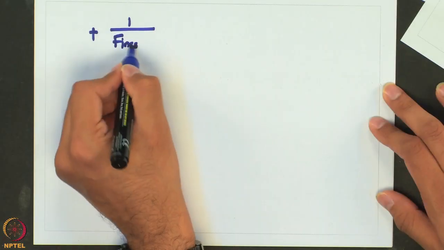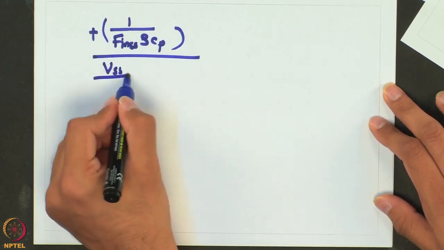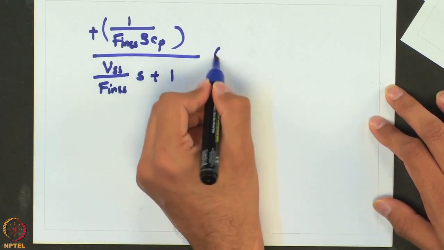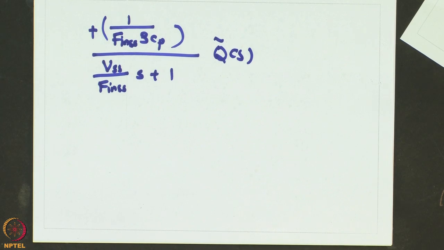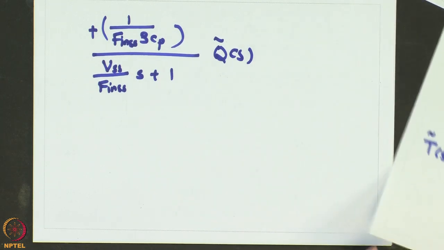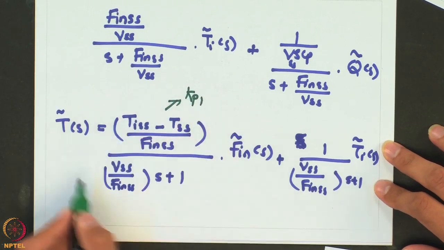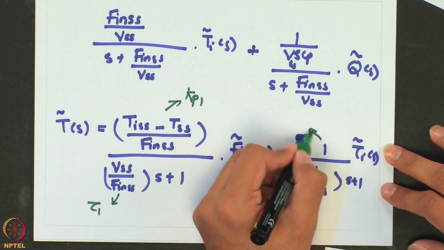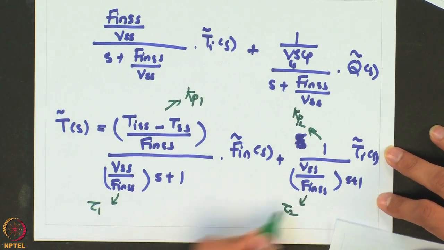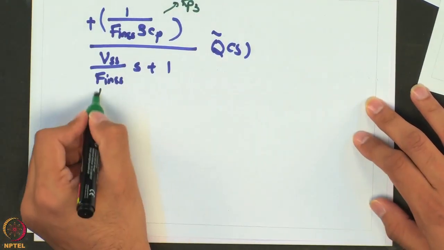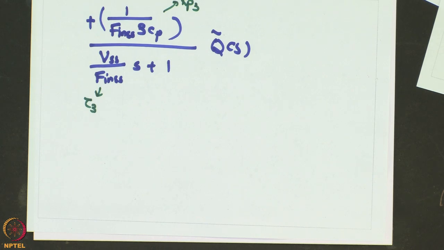1 over F in SS rho CP over VSS over F in SS S plus 1 Q tilde S. So this is the final form of the transfer function, the relationship of output temperature, and we can see that it's a summation of three effects. First, Kp1 over tau 1 s plus 1. The second term is Kp2 over tau 2 s plus 1. And the last effect is Kp3 over tau 3 s plus 1. So, it is a summation of three first order capacities, and they correspond to the three input variables: Fin, inlet temperature Ti, and the heat duty Q.